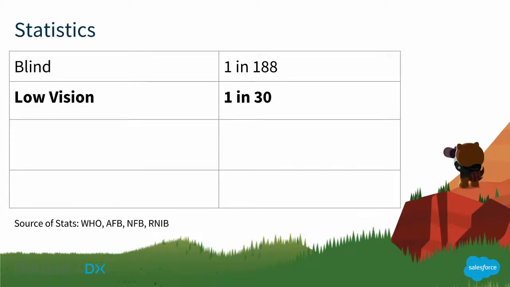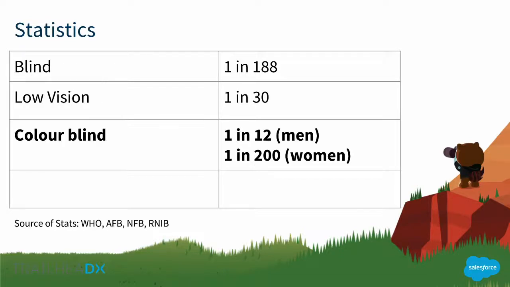So if we widen it to low vision, which is moderate or severe visual impairment, we're up to 1 in 30. If we take it further to color blindness, and this is very common, it affects approximately 1 in 12 men, 1 in 200 women. Sorry guys, we lost out in that little contest. But you can see that more and more people are being affected.